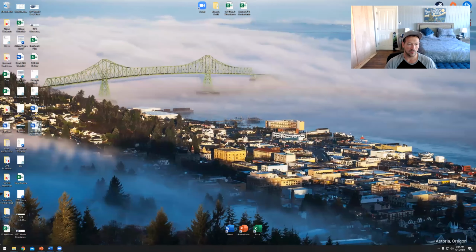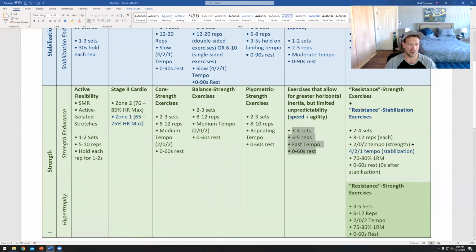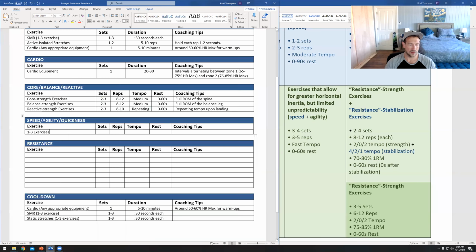I'll make sure I write this the same way. Actually, 1 to 3, we'll say speed/agility exercises, right? So now we can incorporate both of those things in there. That's going to be for 3 to 4 sets of 3 to 5 reps, and now we can focus on moving fast instead of moderate, with 0 to 60 seconds of rest.